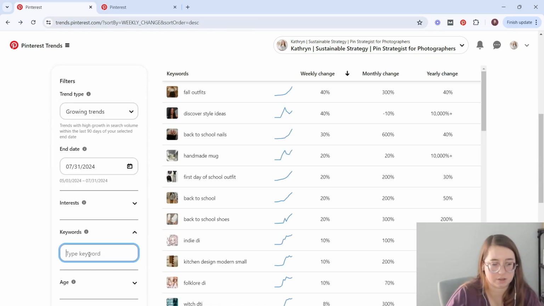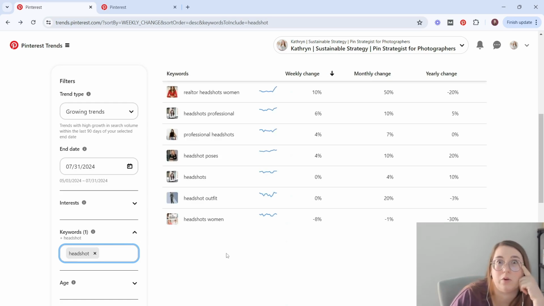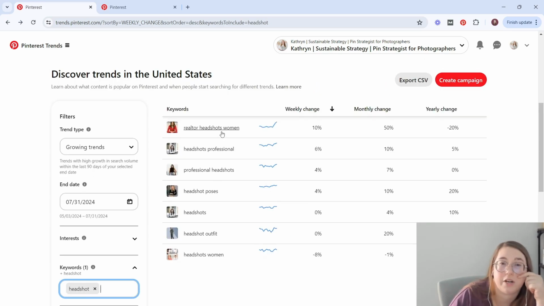I also like to look up headshot because that is a photography term that people typically search when they are looking for brand photos and they just don't know what to call them. Realtor headshots women, this is a great one to try to rank for if you shoot real estate agents. I'm not going to include it on my list for my email because it's not trending as much as it was last year. But if you're a brand photographer and you take pictures of realtors, this is a keyword you want to include on those posts.